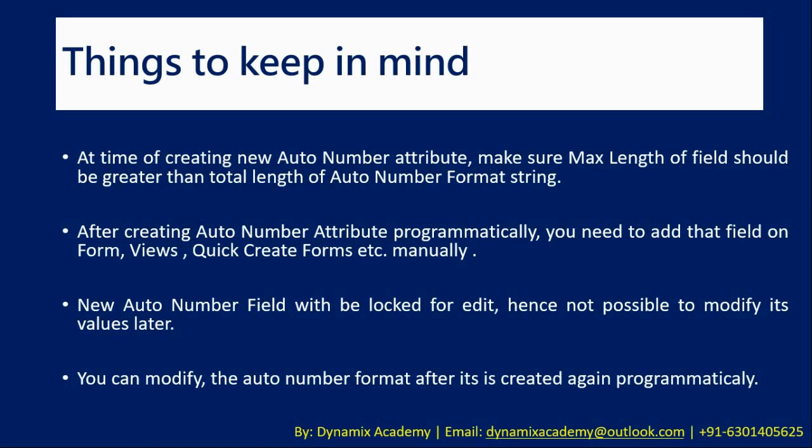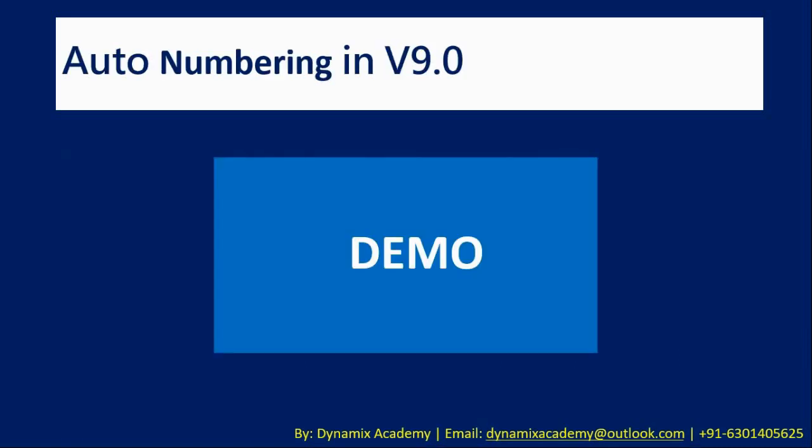And lastly, you can always modify the auto number format at a later point in time. Again, you have to make those changes programmatically. So if you need to modify the auto number format in future, then you can change your auto number format later. So these are the few things that you need to keep in mind at the time of creating an auto number attribute programmatically. So let us now see a practical demo of how you can create an auto number field programmatically.